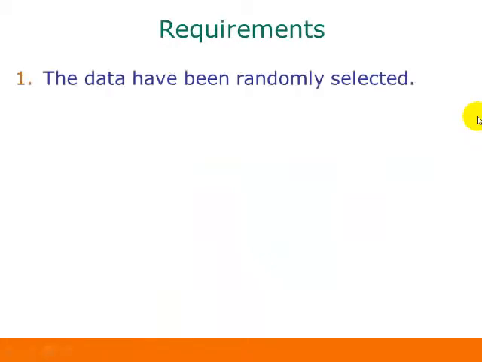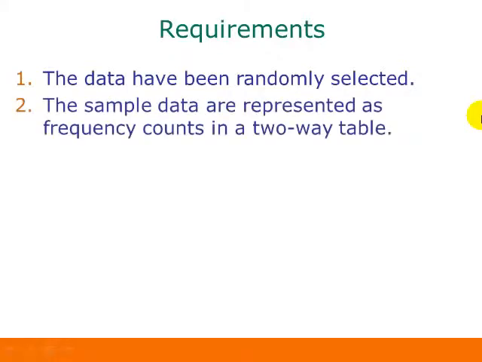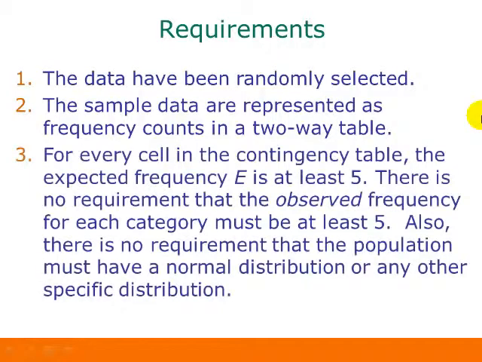The requirements to do this type of test are that the data have been randomly selected. The sample data are represented as frequency counts in a two-way table or a contingency table. And for every cell in the contingency table, the expected frequency E is at least 5. Now there's no requirement that the observed frequency must be at least 5. And the other thing about this type of test is that there's no requirement that the population must have a normal distribution or in fact any other specific distribution.